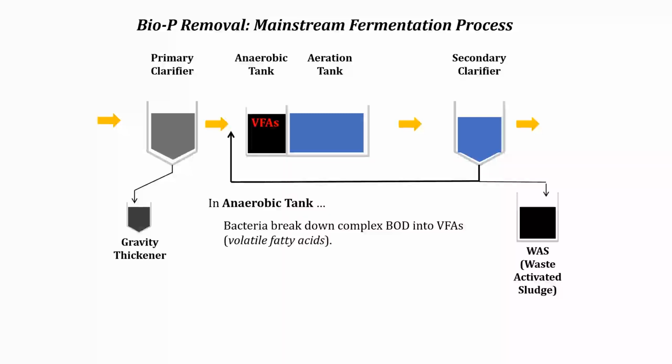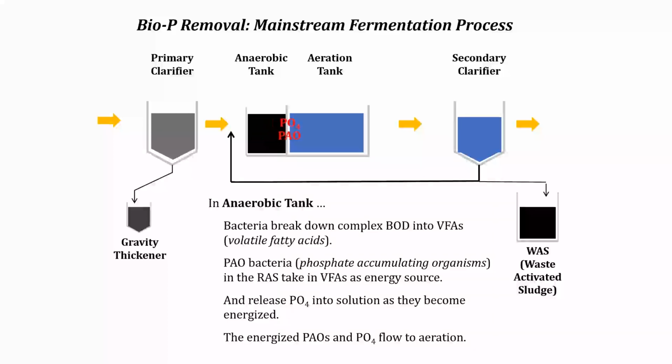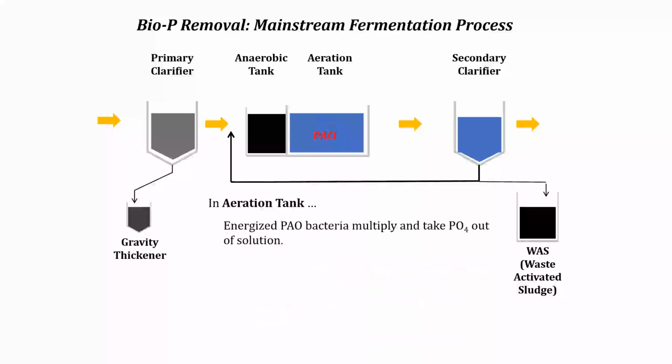Create the volatile fatty acids in septic conditions. The organisms in the return sludge, there's a percentage of them that are phosphate accumulating organisms. They become energized. The phosphorus concentration leaving this zone is about 3 times what it is going into the zone. Phosphorus is released. Both the energized organisms and that phosphorus they released flow into the aeration tank. Conditions are right. The organism multiplies, so there's now more of them.